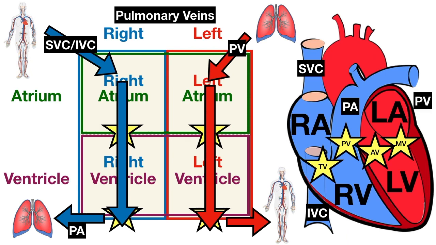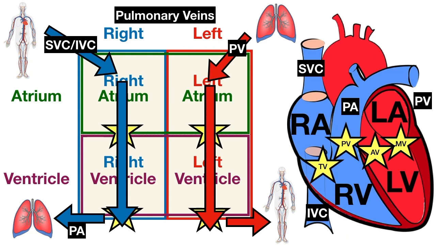Next, we have the pulmonary veins, and they're responsible for carrying oxygenated blood from the lungs to the left side of the heart, specifically the left atrium. The name pulmonary vein is easy to remember because they carry blood from the lungs, so this will help you remember pulmonary. And again, we know blood vessels that carry blood to the heart are veins.